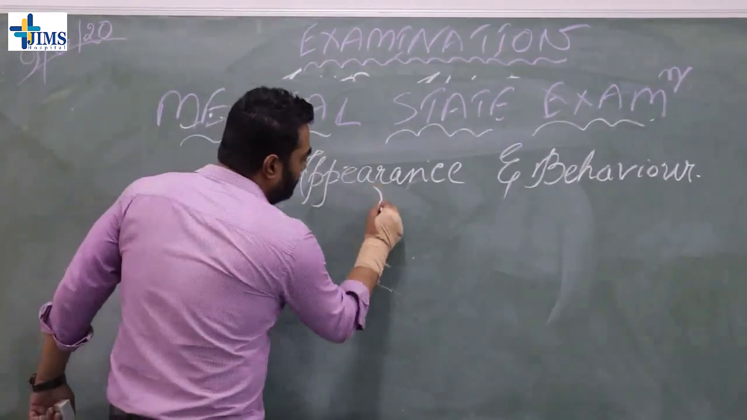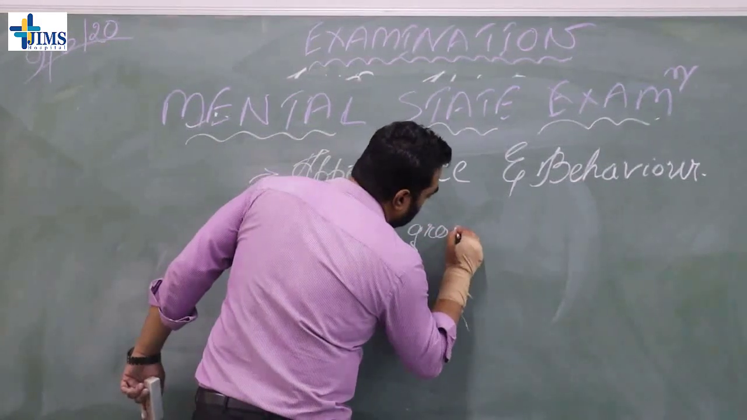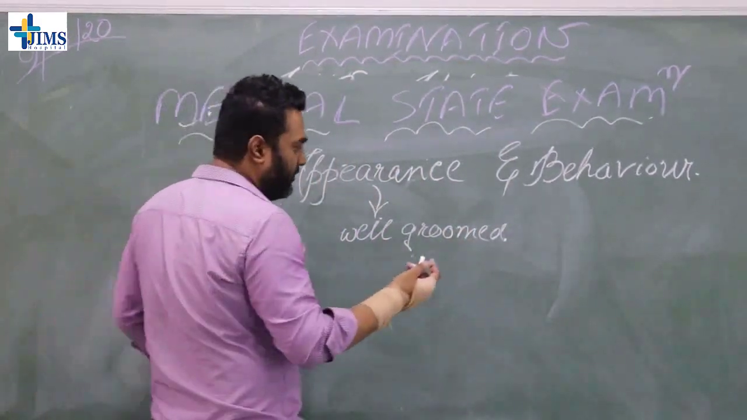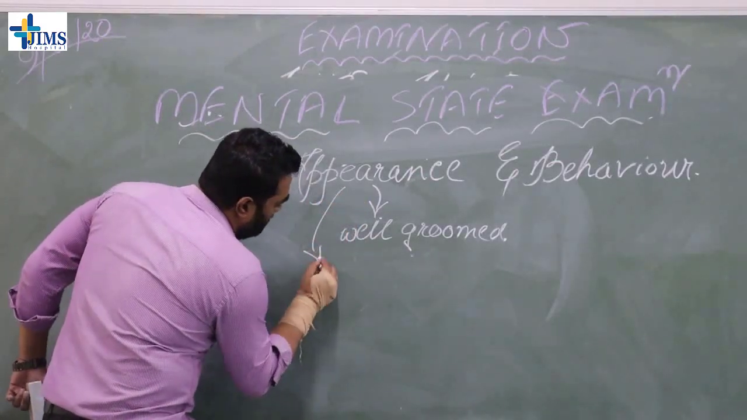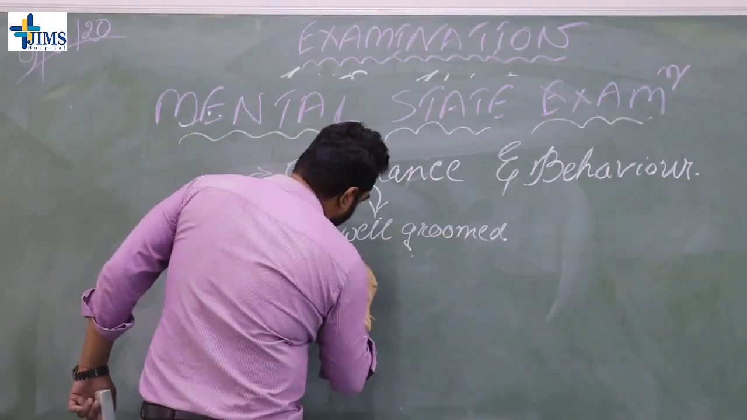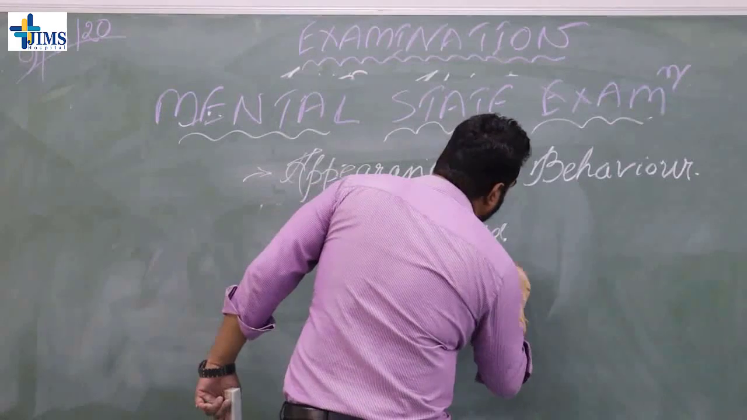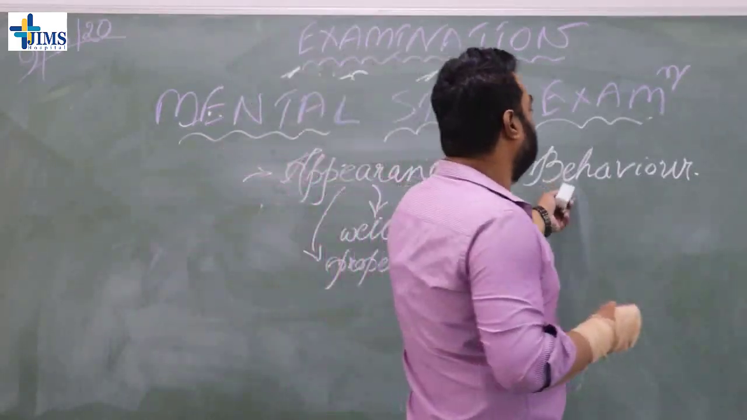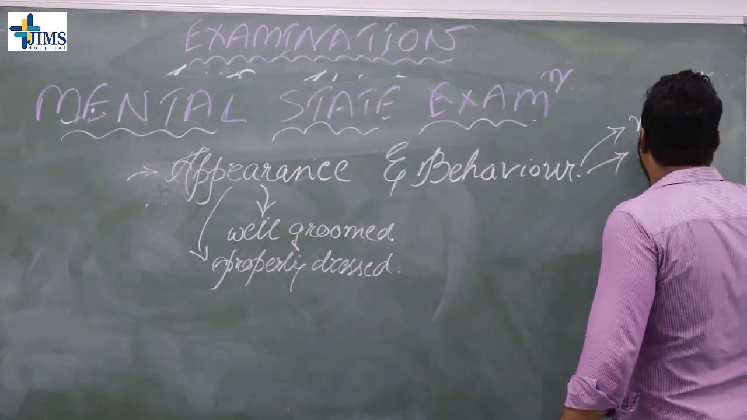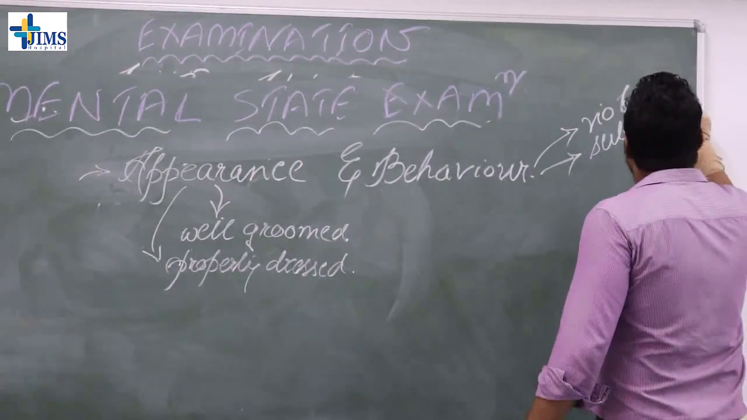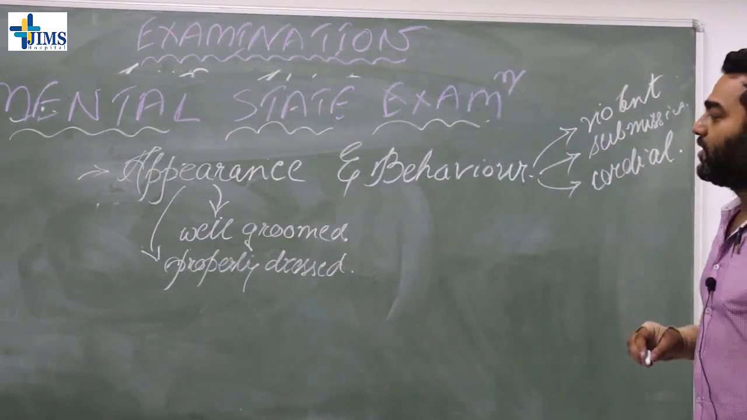The appearance of the patient. We should write whether the patient was well groomed or ill groomed, whichever the patient is, grooming. And whether the patient is disabled or not, properly dressed. On behavior, whether the patient is violent, submissive, or normal, or cordial. This is known as appearance and behavior.